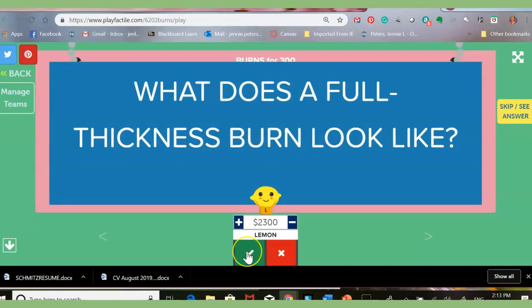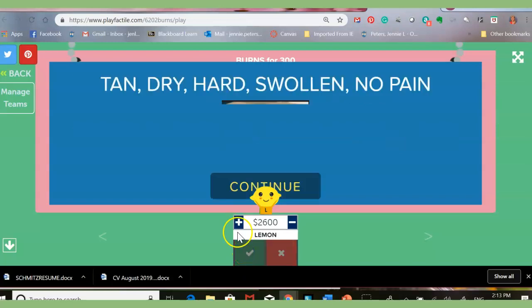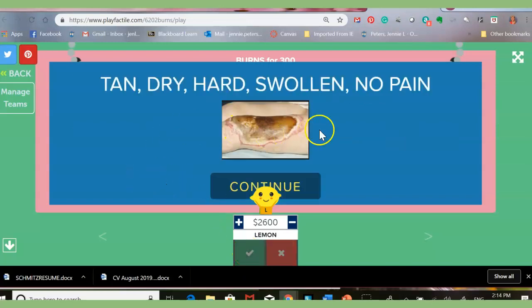What does a full thickness burn look like? All right, so this is a picture of what a full thickness burn looks like. This obviously needs to be debrided and cleaned off, but it does turn dry, tan, hard, swollen, and because it's damaged the nerves, they really don't have pain, and it's down to the bone area usually, so they don't have pain. But this here is definitely a deep thickness burn, deep tissue burn.